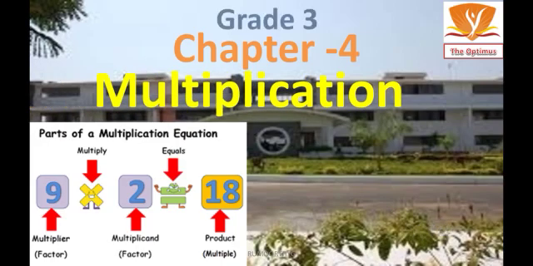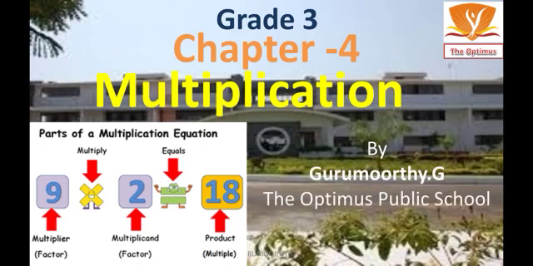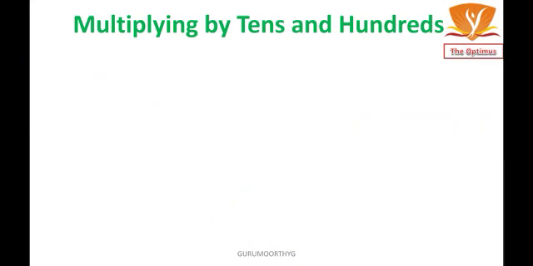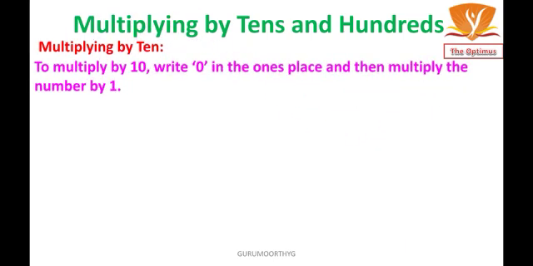Today we are going to continue chapter 4, multiplication. In this video, we are going to learn multiplying by tens and hundreds. First topic is multiplying by 10. To multiply by 10, write 0 in the ones place and then multiply the number by 1.